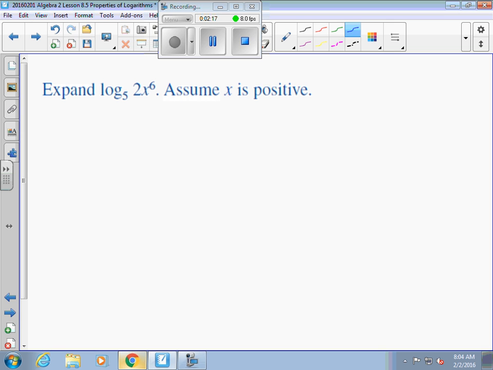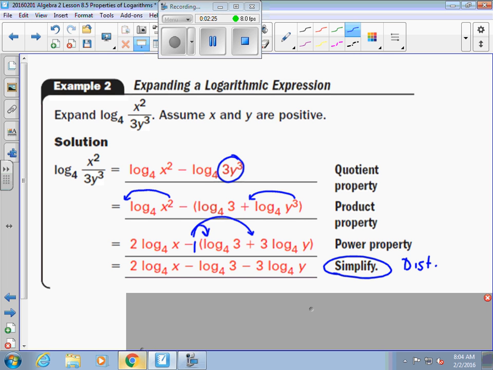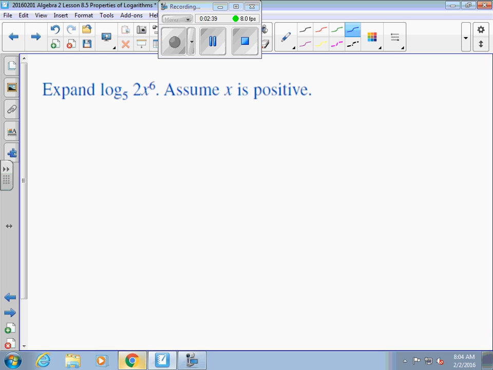So on the back, everybody, let's take a look at this one. You still need to look at that? Okay, we'll go back to it for a second. Okay, on the back, expand log base 5 of 2x to the 6th and assume x is positive. This is one less step than we had to do on the example, so this will be a little easier. Take about 30 seconds on this one.